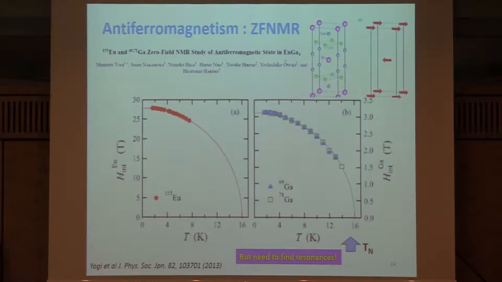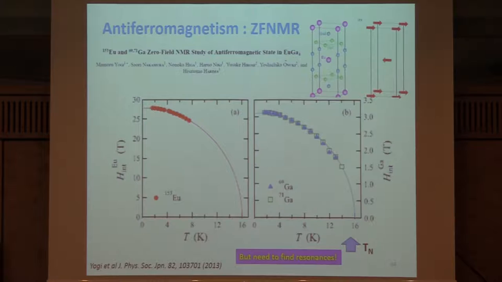So this is a really nice paper. So here's the strength of these magnetic fields produced by the antiferromagnetic order. So the europium is actually 27 tesla or so. And these are the big fields. The gallium is 3 tesla or so. So this is a very, very nice thing to do.